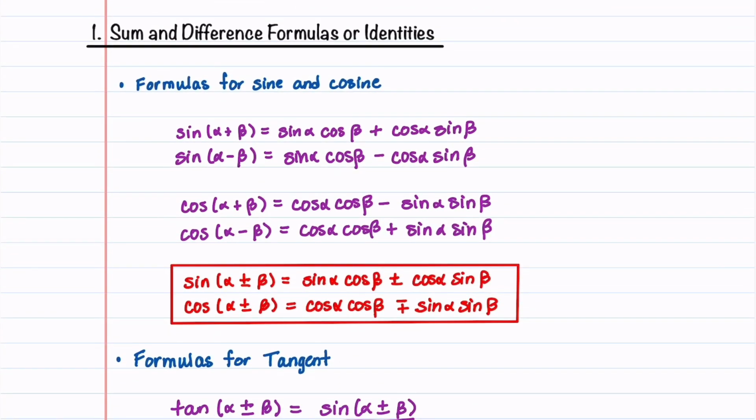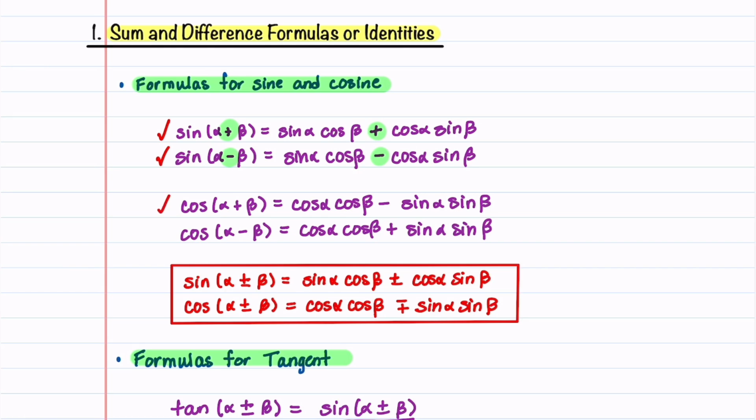We're going to look at two types of sum and difference formulas or identities. We're going to look at formulas for sine and cosine and formulas for tangent. Sine of alpha plus beta and sine of alpha minus beta are written in terms of sine and cosine, and there's a sine and cosine in each term. When alpha and beta are added, the terms in the formula are added, and when alpha and beta are subtracted, the terms in the formula are subtracted.